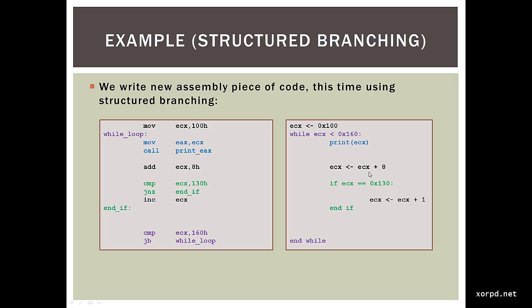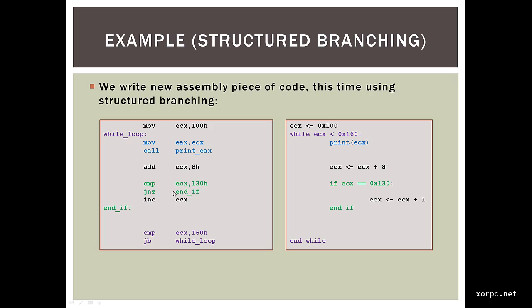Next we have this part. ECX is increased by 8, which is exactly the same in assembly language. And then we have the if construct, where we check if ECX equals exactly 130, and only if so, we increase ECX. And we have here this if construct.